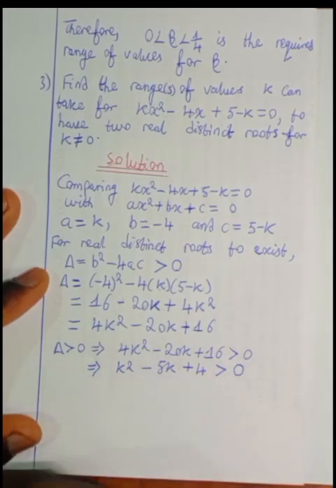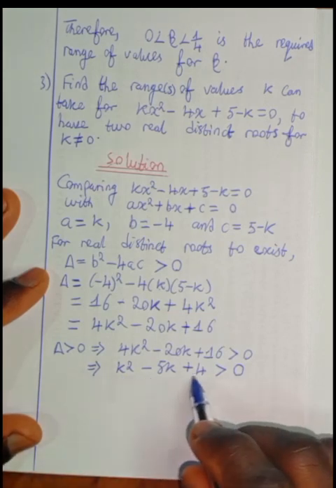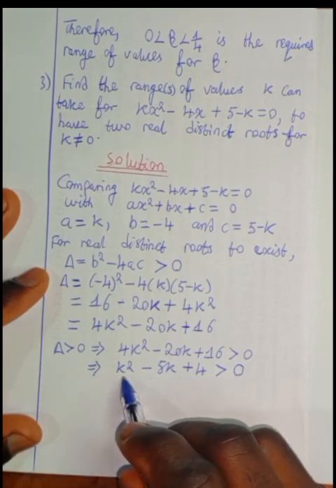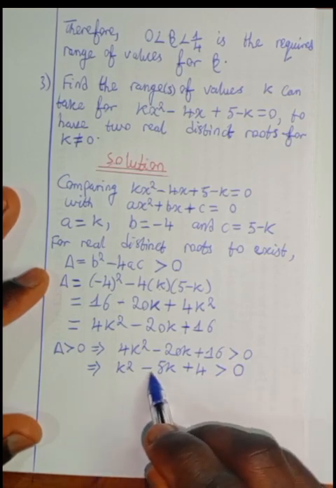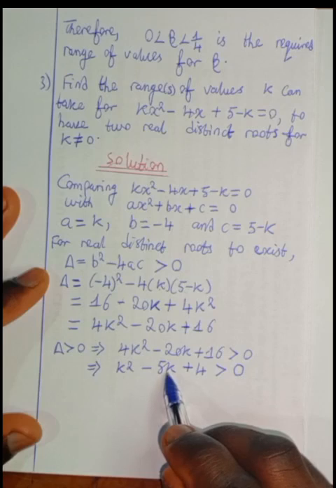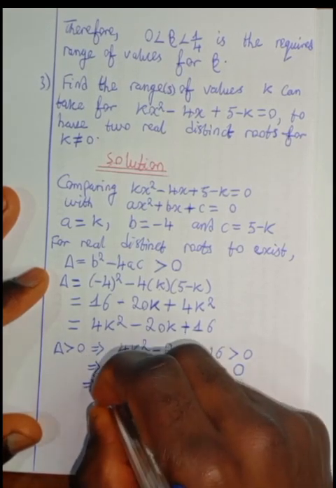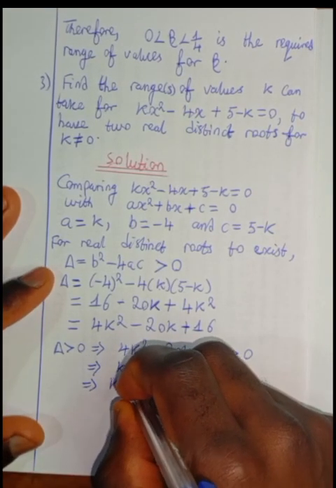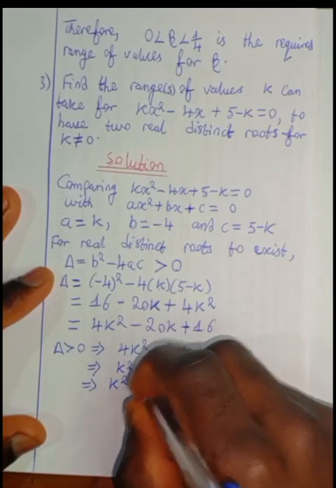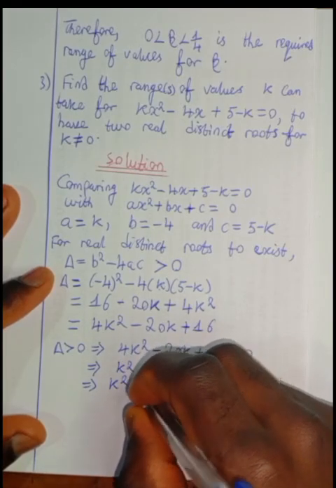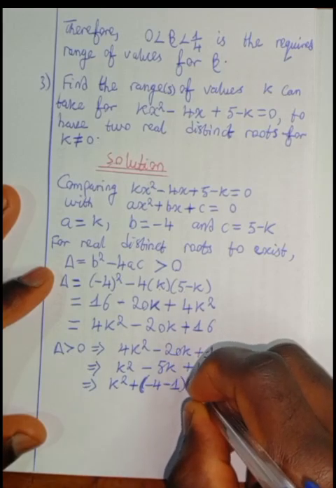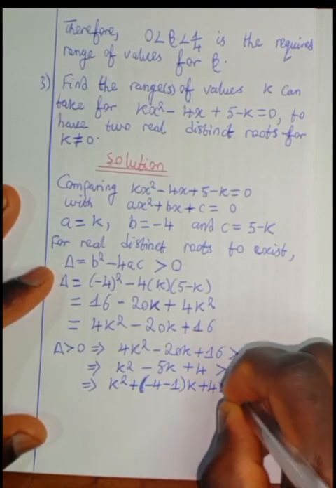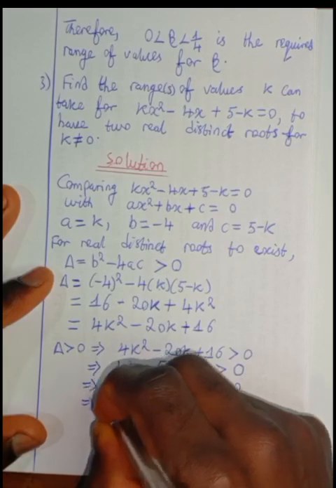The left hand side can be factorized. This is a quadratic expression which can be factorized. We are going to make use of negative 4 and negative 1. Then k squared plus, I know negative 5 here can be replaced with negative 4 minus 1 times k plus 4 is greater than 0.